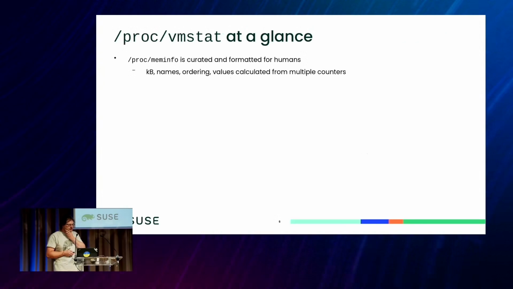So when we look at /proc/vmstat at a glance and compare it with meminfo, we realize that meminfo was somehow created and formatted for human consumption, so we pick what counters are there. There are still more than a reasonable human might need, but at least some effort went there, and the units are all the same, kilobytes.